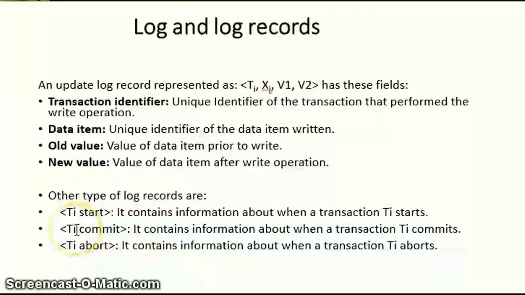<Ti, commit>: Ti is the transaction ID and commit is the command which says that all the operations of Ti have been executed successfully. It contains the information about when transaction Ti commits. <Ti, abort>: abort means some kind of failure occurred after some operations executed successfully. It contains the information about when transaction Ti aborts, so after this we need to roll back.